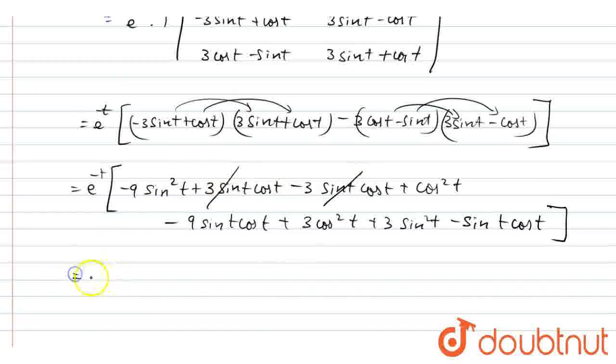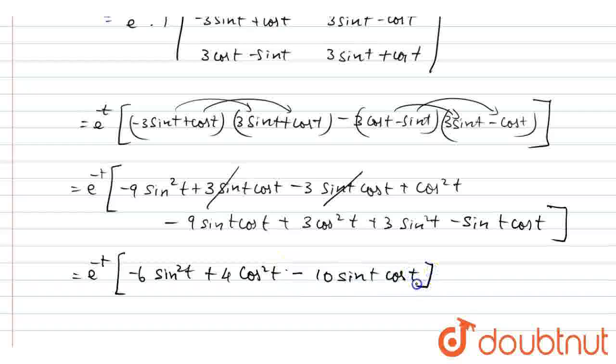Okay students, next e power minus t will come as it is. Here minus 9 sin square t, here 3 sin square t, so minus 9 plus 3 equal to minus 6 sin square t will come, and then here cos square t and 3 cos square t, so it became 4 cos square t, and here minus 9 sin t cos t, here minus sin t cos t, so it will become minus 10 sin t cos t. Okay students, so this is what we will get here.